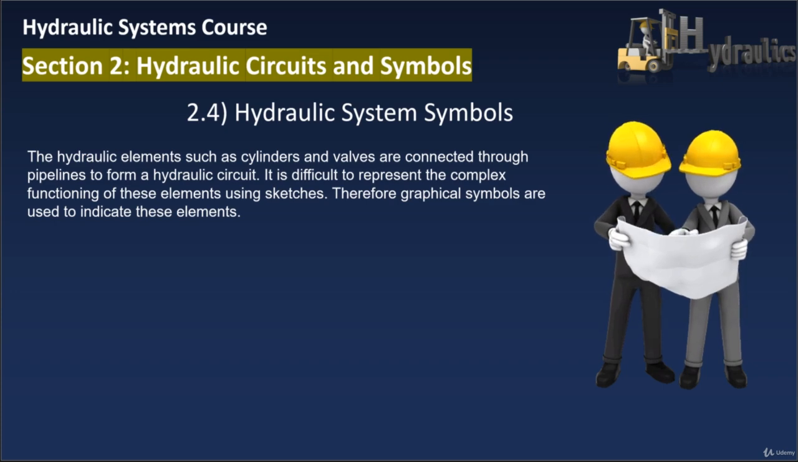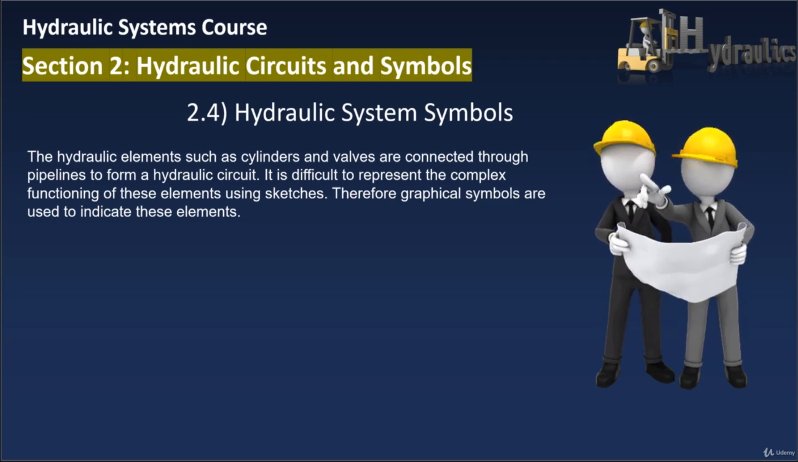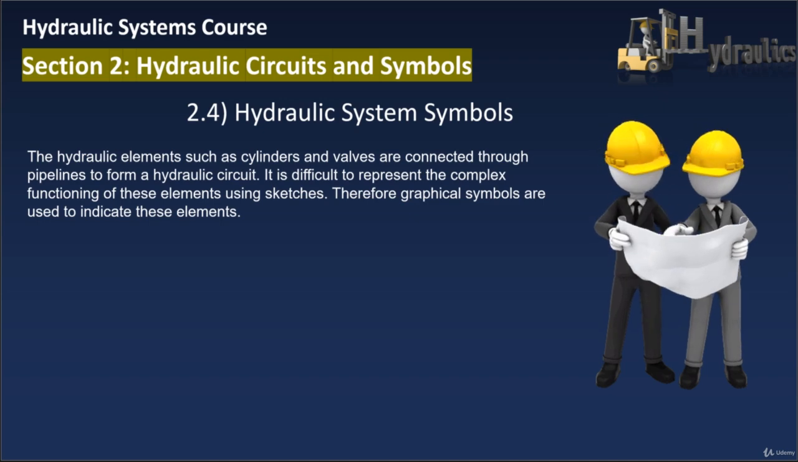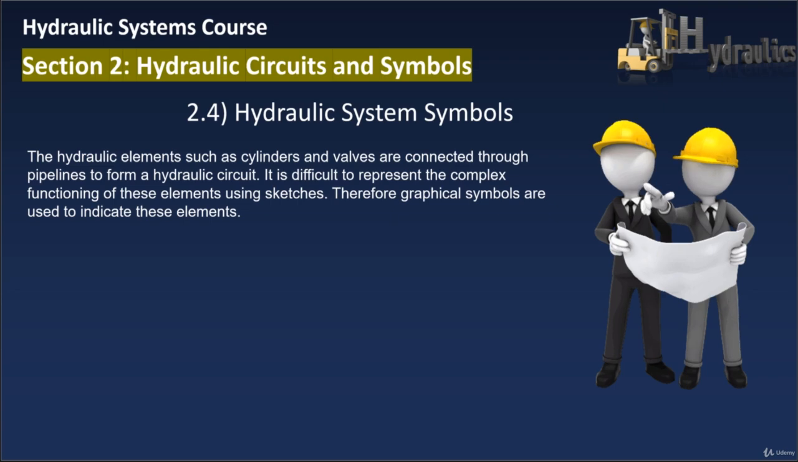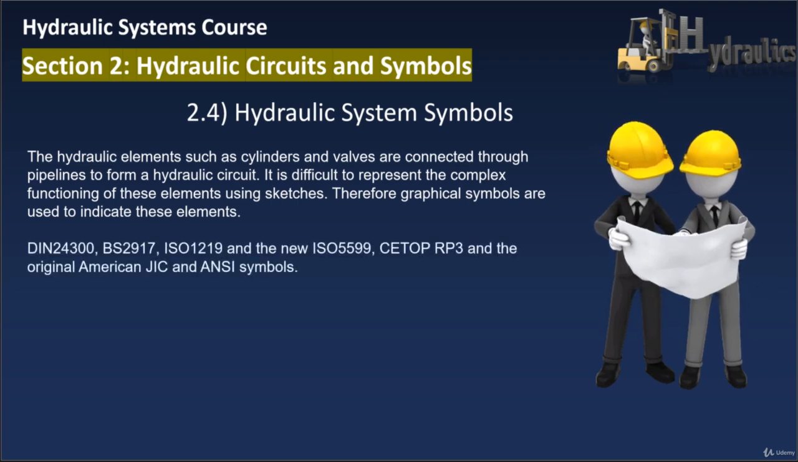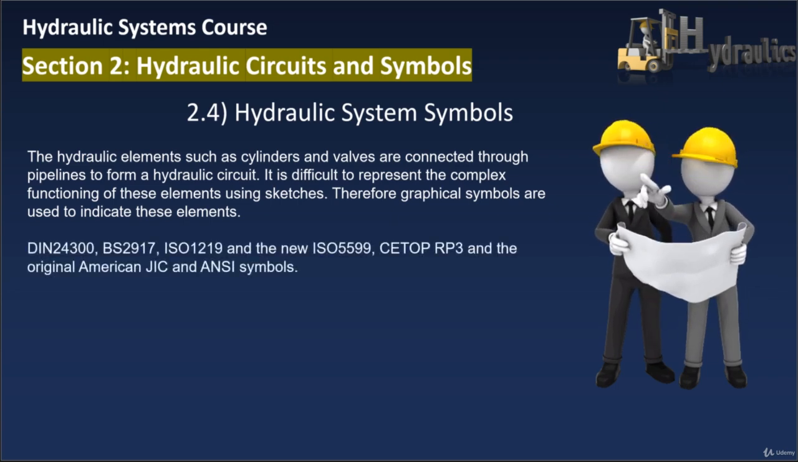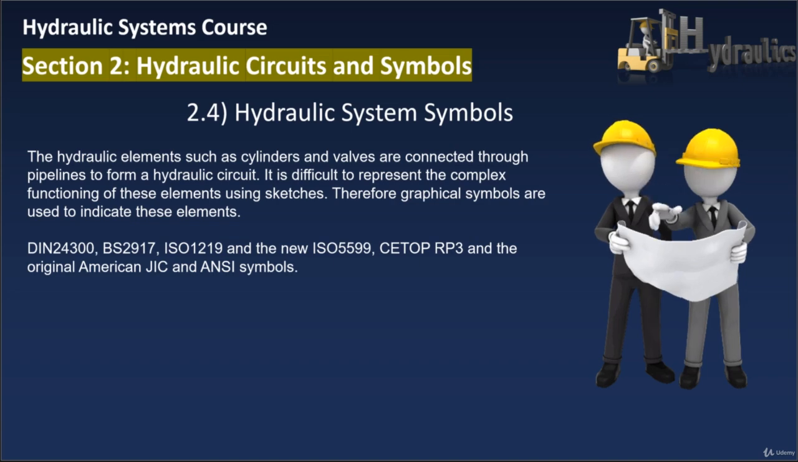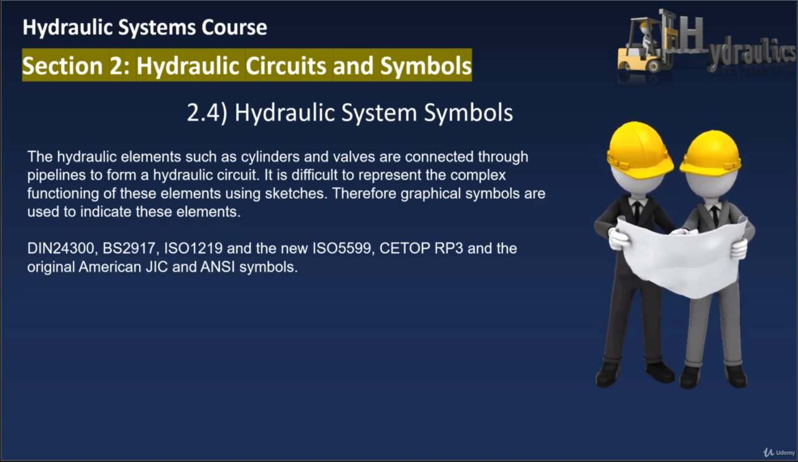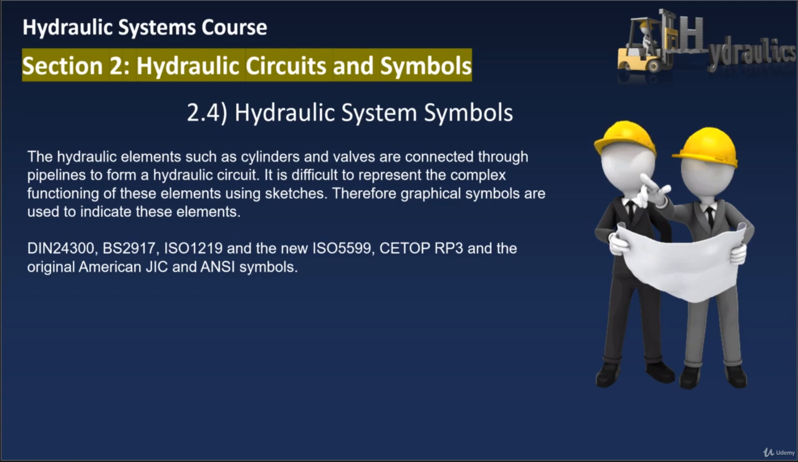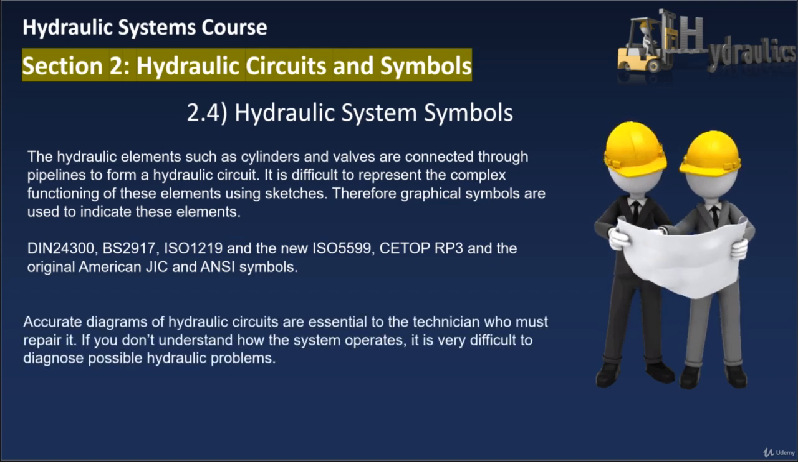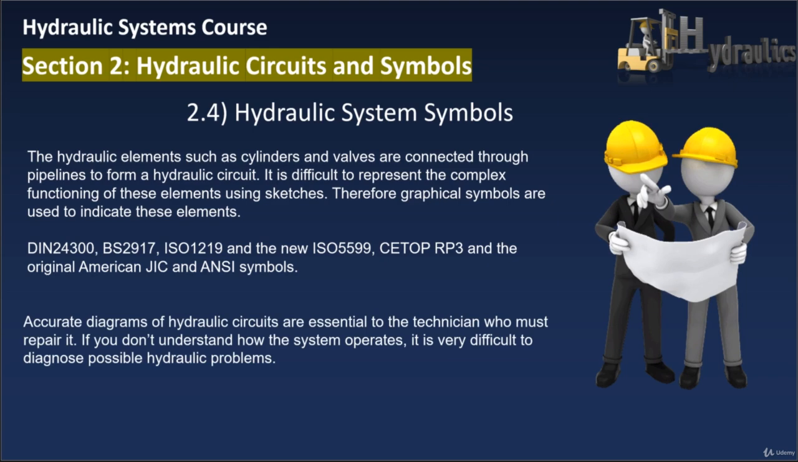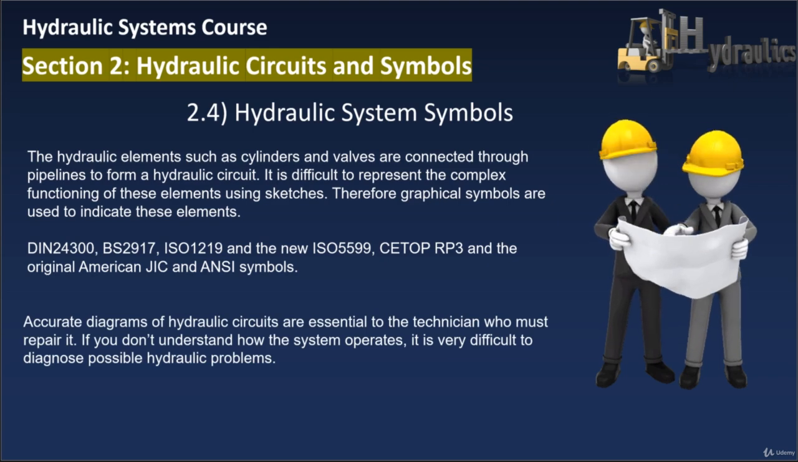Symbols also indicate the actuation methods, the direction of flow of the hydraulic oil, and the designation of the ports, where the connections will be. Symbols are described in various documents like DIN 24300, British Standard, ISO 1219, and the new ISO 5599. Lots of standards are made to define the symbology. It depends on the manufacturer which standard he is following, and accurate diagrams of hydraulic circuits are essential to the technician who must repair.